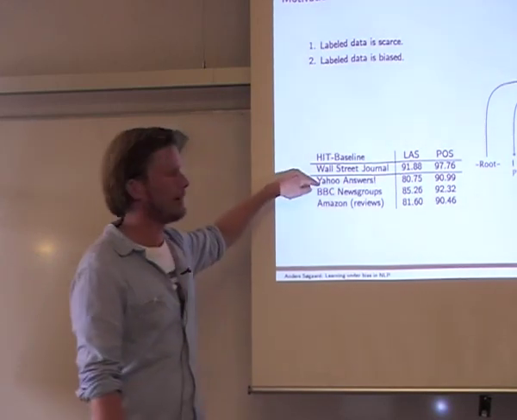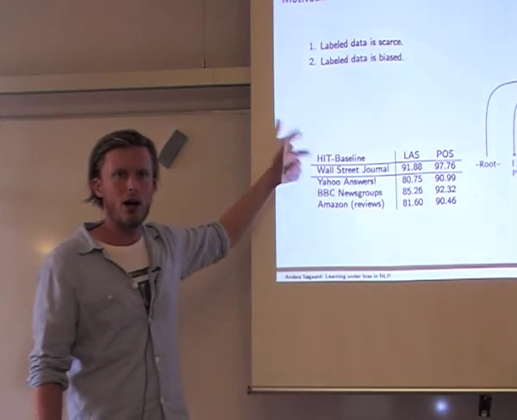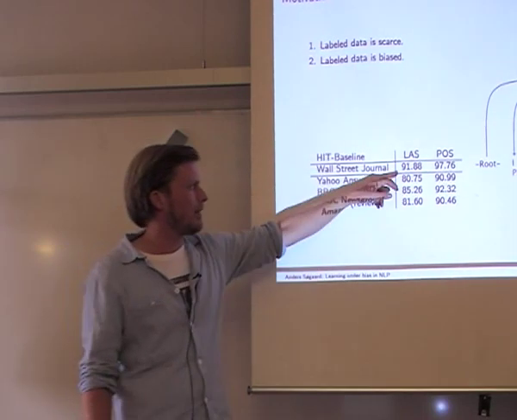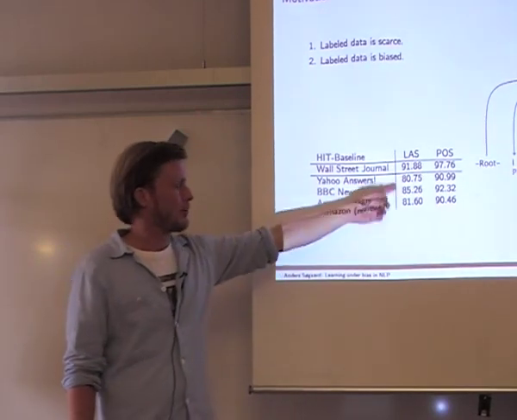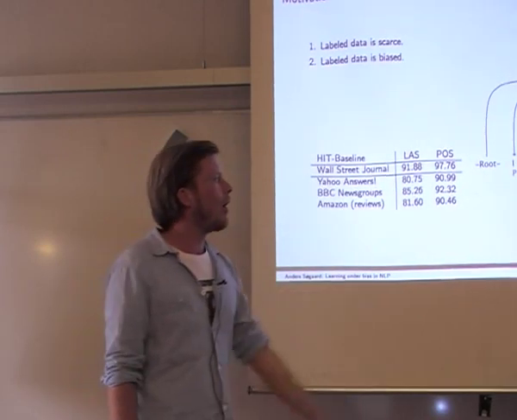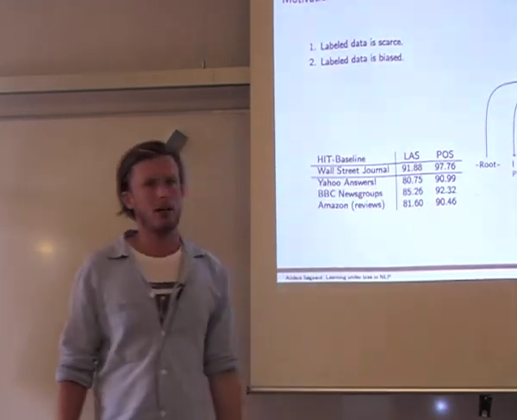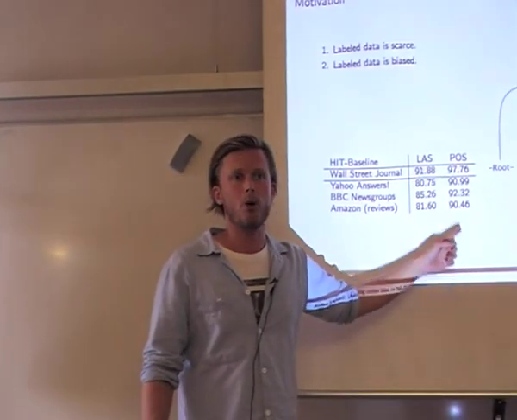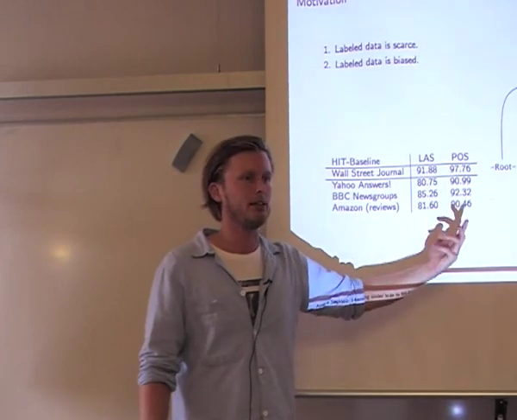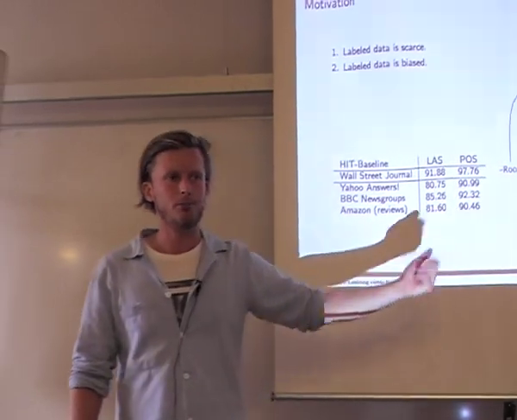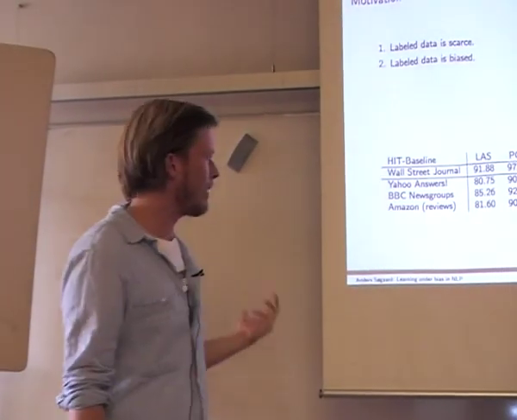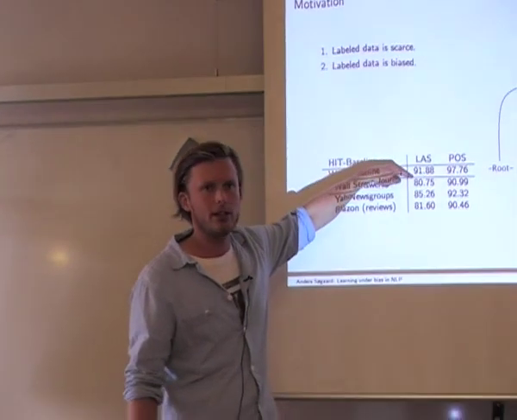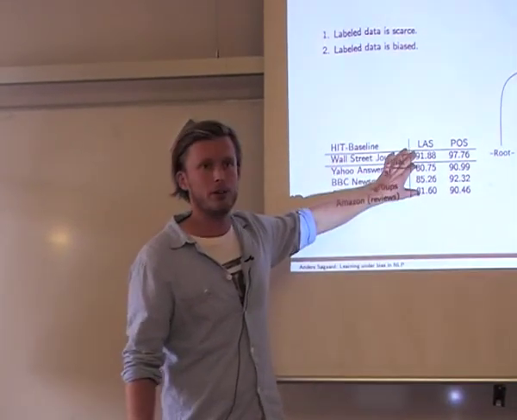The interesting thing here is, of course, that the performance drops considerably when we go out of domain. So if you want to parse Yahoo Answers, BBC Newsgroups, Amazon Reviews, you see this performance drop of, in some cases, more than 10% in labeled attachment score. Interestingly, you see almost the same kind of degradation with part-of-speech tagging. So even part-of-speech tagging is a difficult problem when we talk about processing things that are not Wall Street Journal. And so the objective today is to talk about methods that are going to improve not on these numbers, because I don't care about Wall Street Journal, but on these numbers.